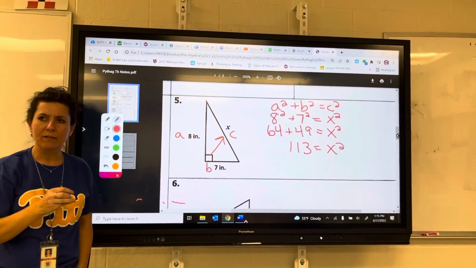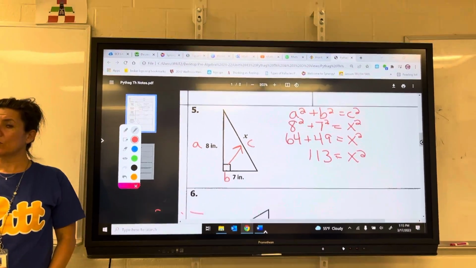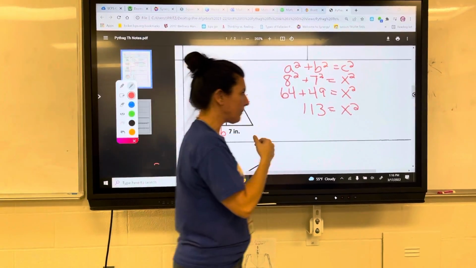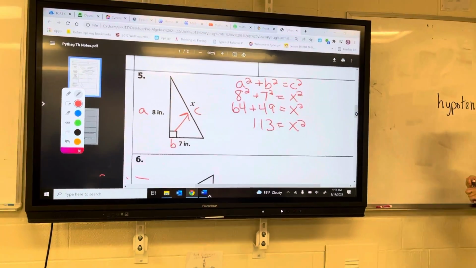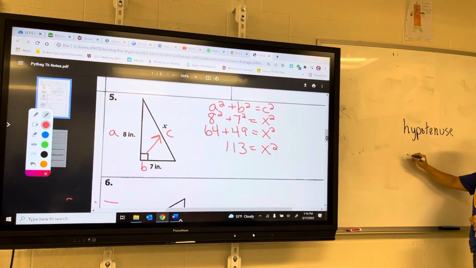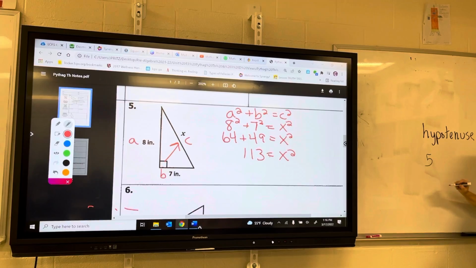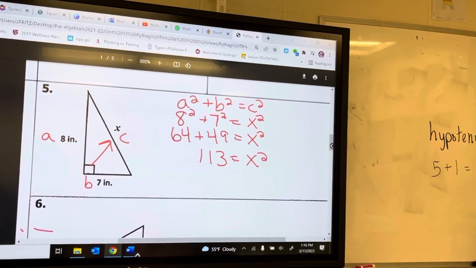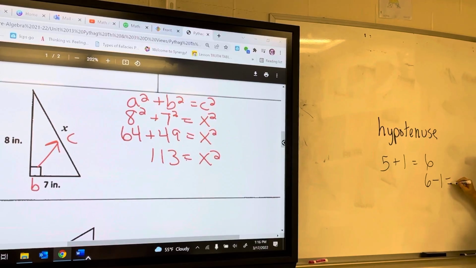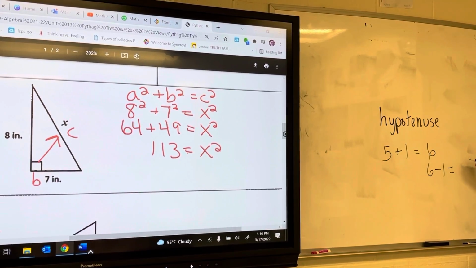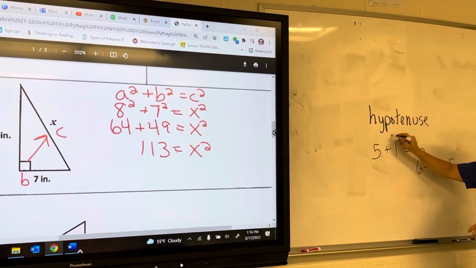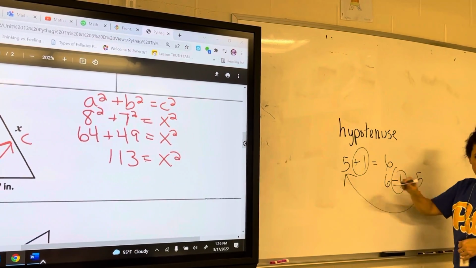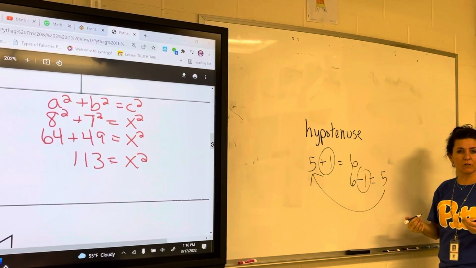Now here's where you have not had much experience. x squared and square rooting are opposites. Let me explain what I mean by that. Look over here. So when we solved equations, if I took a number, let's say I took 5, and I added 1 to it, I get 6. If I take 6 and subtract 1, what do I get? 5. What I want you to see is when I add 1 and I subtract 1, it takes me back to where I started. They're opposites. That's what we learned when we solved equations.